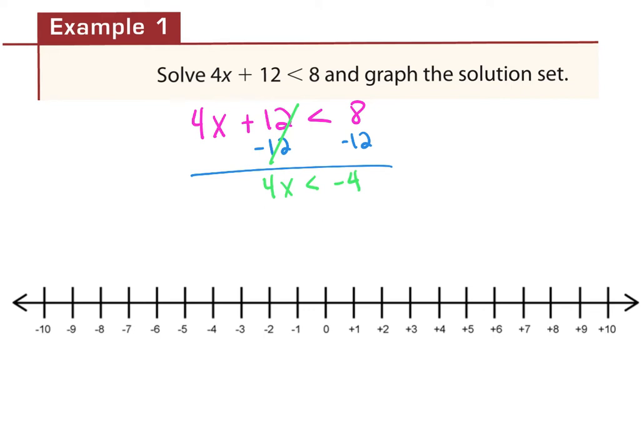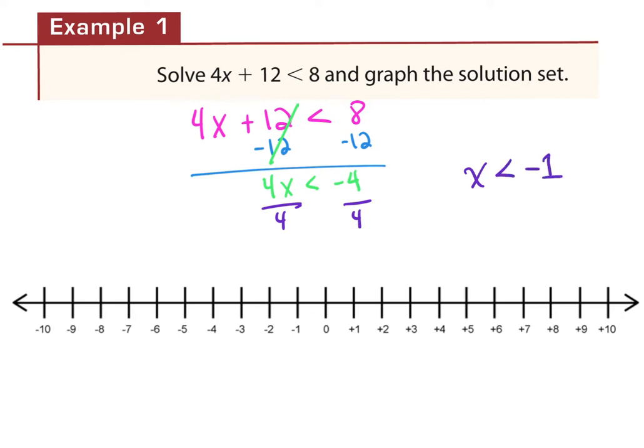No, I'm dividing by positive 4. It does not matter what that other guy is. It only matters what is with your variable, okay? So I'm dividing by a positive 4 here. My sign will not flip. My answer here is going to be that x is less than negative 1.